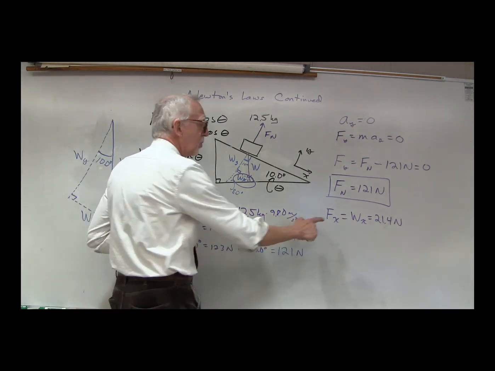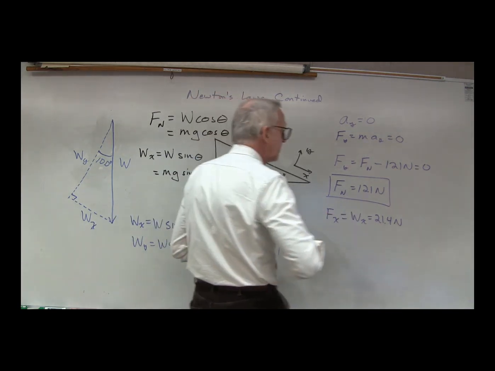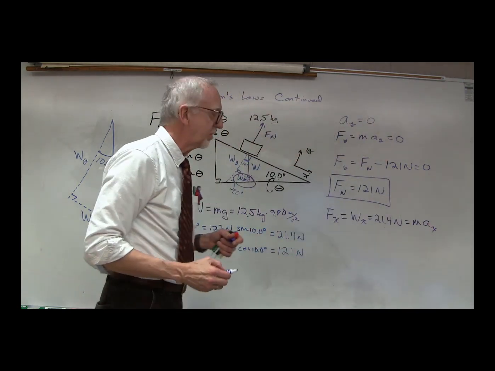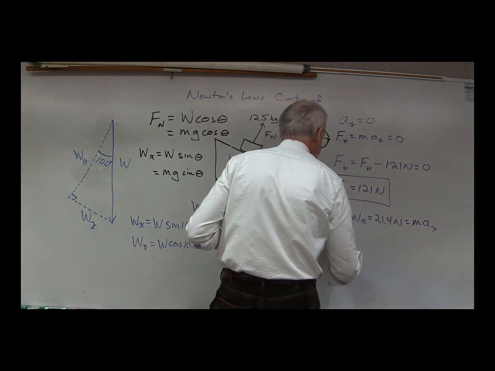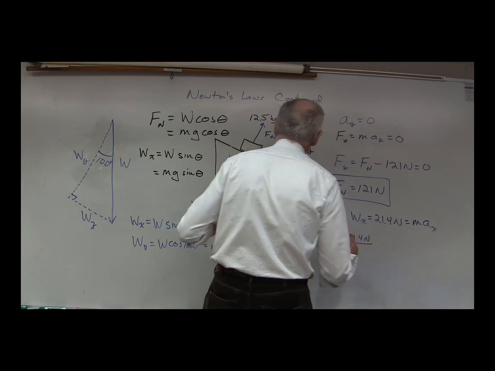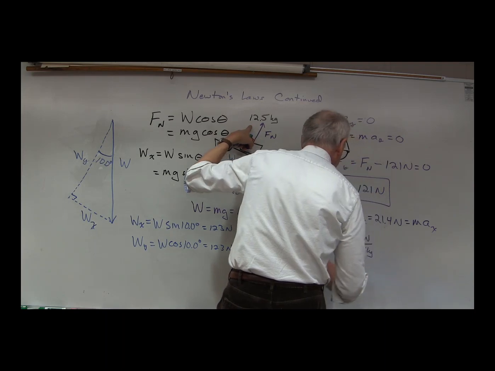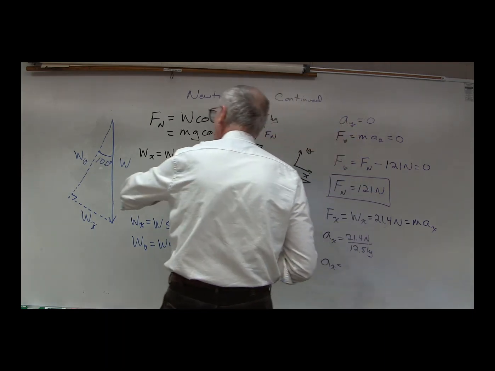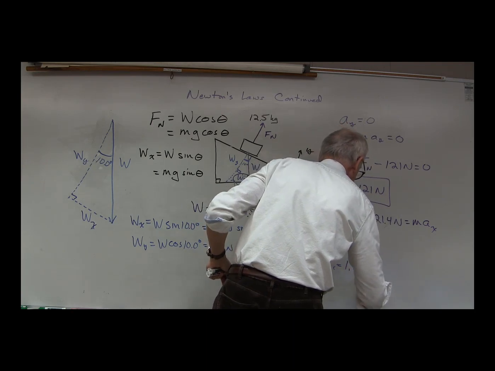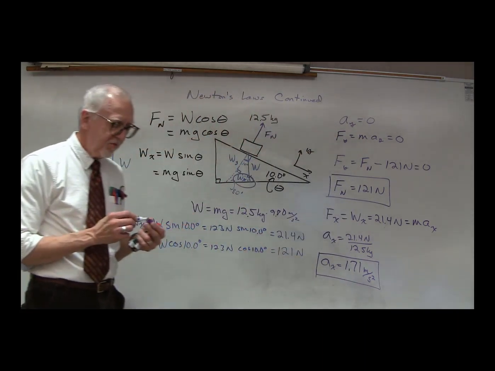Okay, so what do we have? The net force in the x direction is then 21.4 newtons, and that must equal the mass times the acceleration in the x direction. Divide by the mass, we have the acceleration in the x direction is 21.4 newtons, divided by 12.5 kilograms, which leaves us with the acceleration in the x direction, 1.71 meters per second squared. There we go. Very, very good.